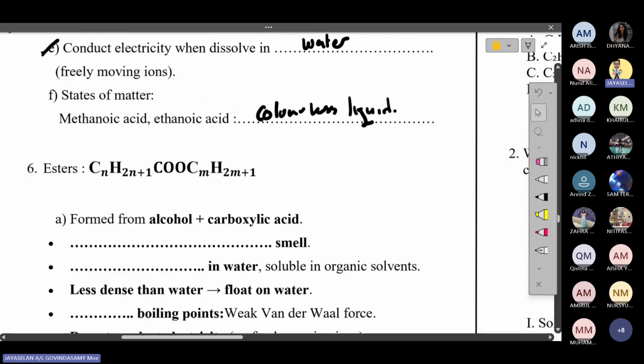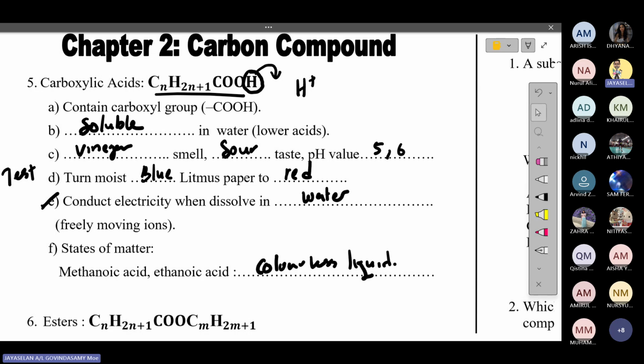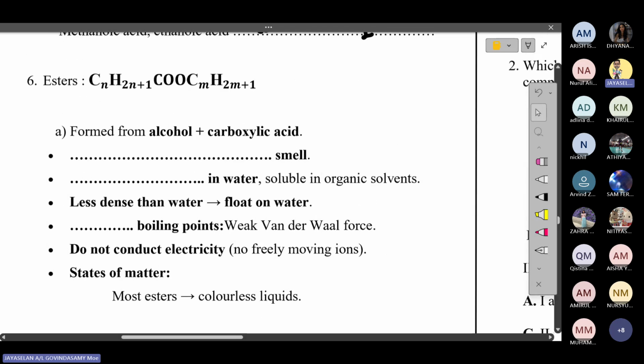Alright, can I? So sudah hafal? Okay, sudah hafal. So carboxylic acid finish, all finish. Physical properties, every year one objective question. Okay, jangan salah. Okay, can I? Okay, this is your last one.